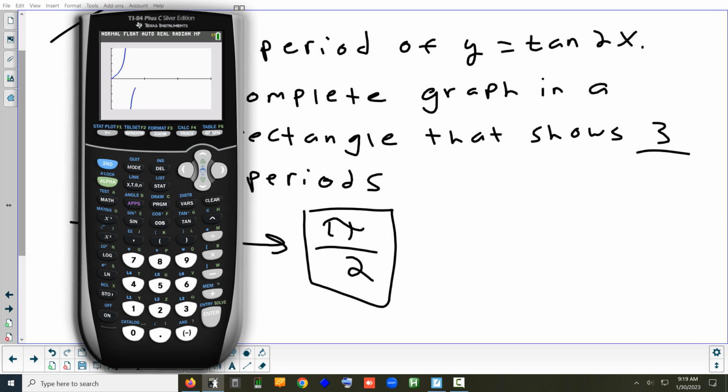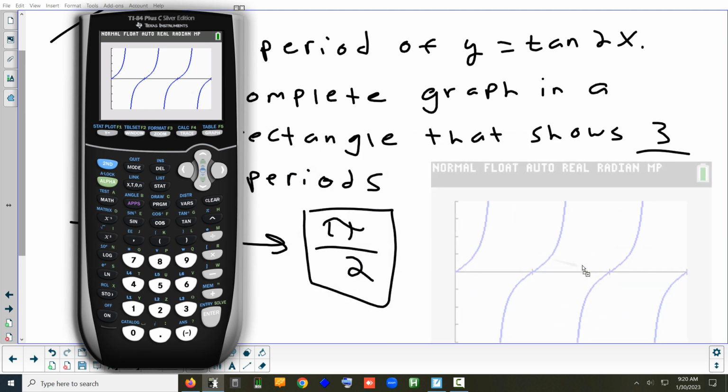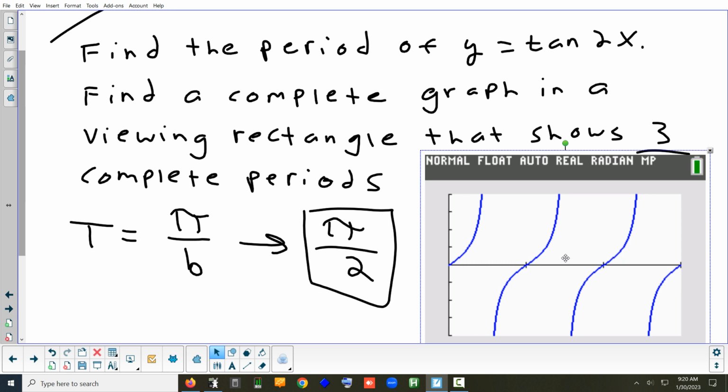So if we did this right, we should see exactly 3 cycles. Looks like we did break one in half, but that's okay. So there's 2 in the middle, half on the left, half on the right. And that is a graph of 3 cycles. Would it be nice if they were all connected? Yeah, you could shift your window a little bit so you could see them as connected. But if you show that, that's fine.